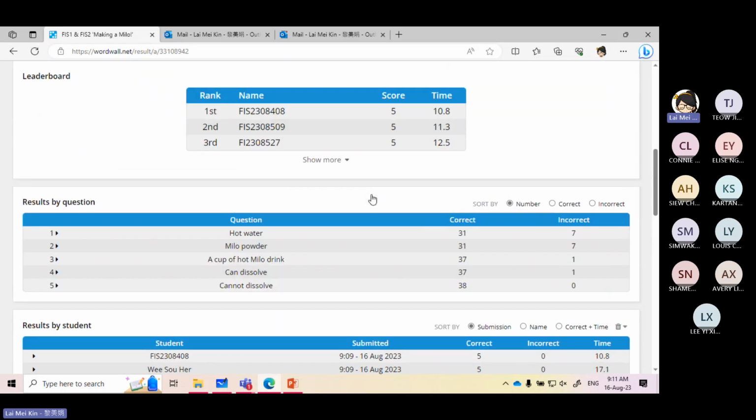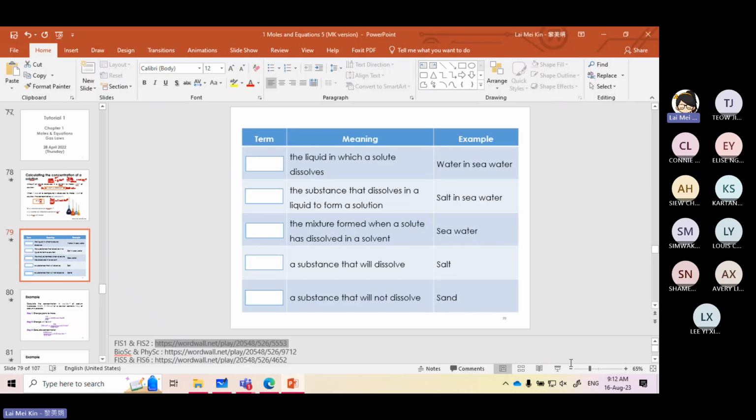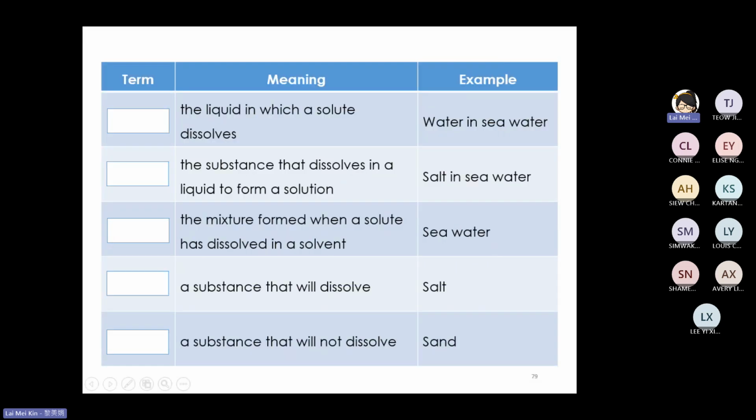Let's discuss. You have the options, hot water. What do you call the water that you use to dissolve? Solvent. And the Milo powder, what do you call it? Solute. And the cup, the result after you mix it, solution. Something that can dissolve, what do you call it? Soluble. And if it cannot dissolve, you call it insoluble. A simple way for you to learn the terms, rather than just showing you.